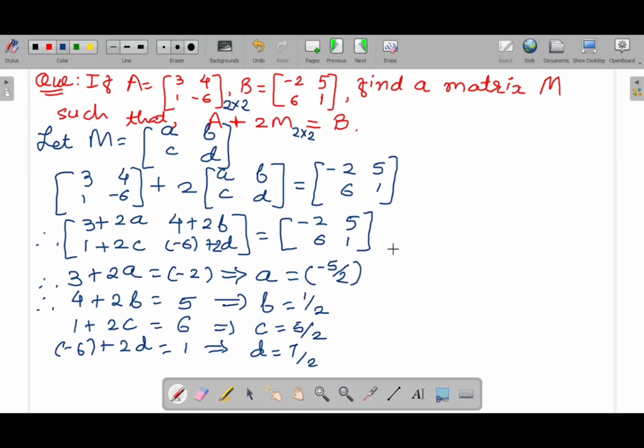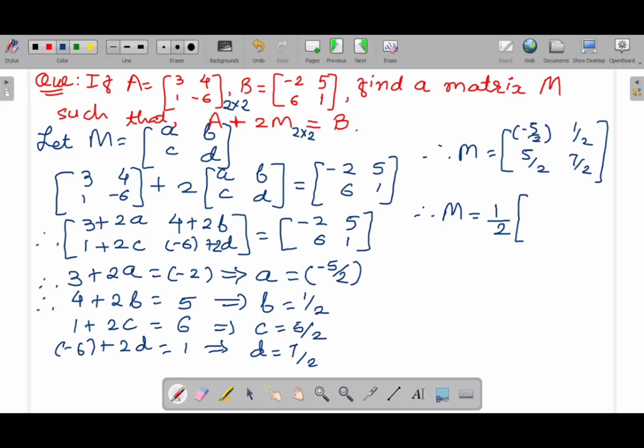After doing it, you can write down the final answer that M is equal to minus 5 by 2, 1 by 2, 5 by 2 again, and 7 by 2. So yes, you have got it. If you want to further solve this matrix, you can also write this. It is not compulsory, but you can write this matrix in this form also. This will give better clarity of your answer. So this is your final answer, right?